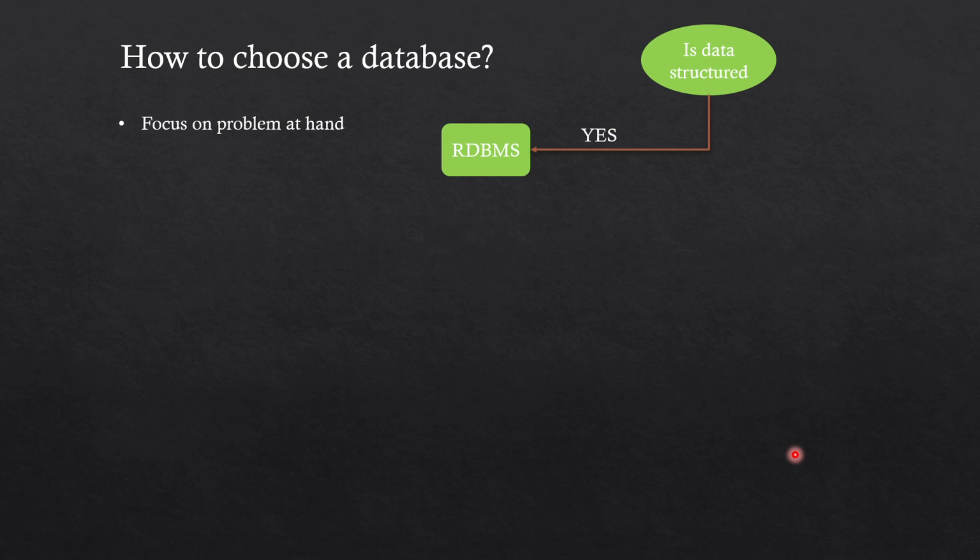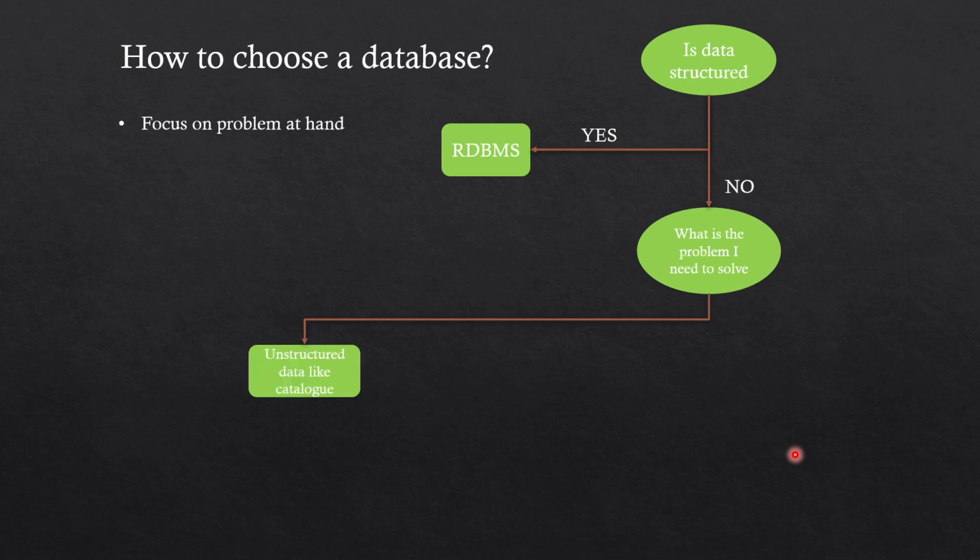Now the next thing is, what happens if your data is not structured? In that particular case you have to think about what problem you need to solve. You know that your data is not structured, but what kind of data are you dealing with? Is your unstructured data like a catalog, like we talked about earlier when we discussed the document database? If it is unstructured data and that data is in the form of JSON or complex objects, then maybe one way to go is to use a document based database. But you should not stop here.